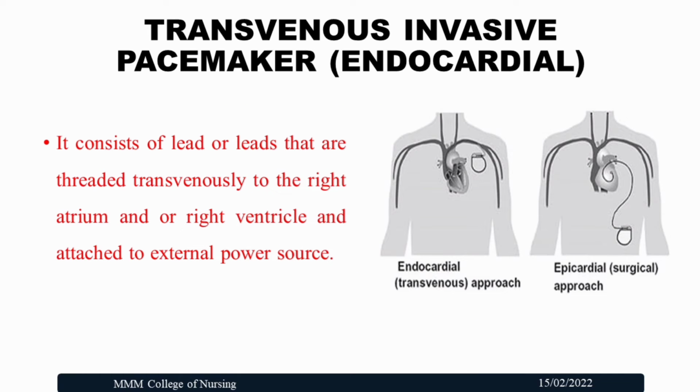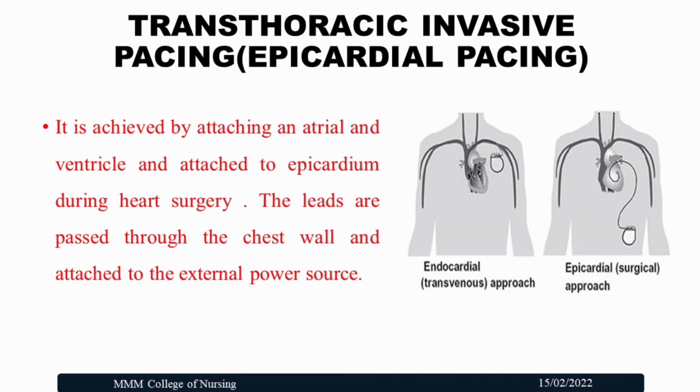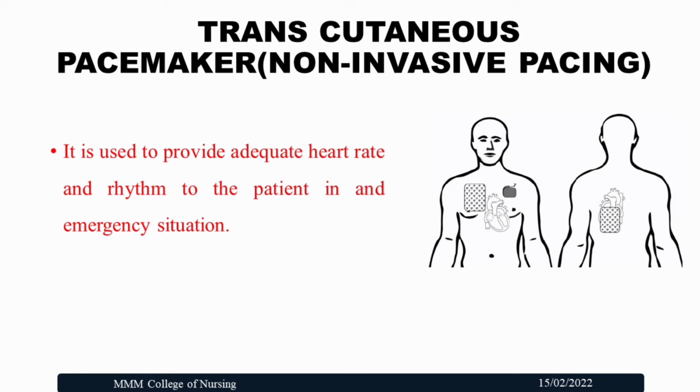The transvenous invasive pacemaker consists of a lead or leads that are threaded transvenously to the right atrium and or right ventricle and attached to an external power source. Next is the transthoracic invasive pacing method, that is epicardial pacing. It is achieved by attaching atrial and ventricular leads to the epicardium during heart surgery. The leads are passed through the chest wall and attached to the external power source.